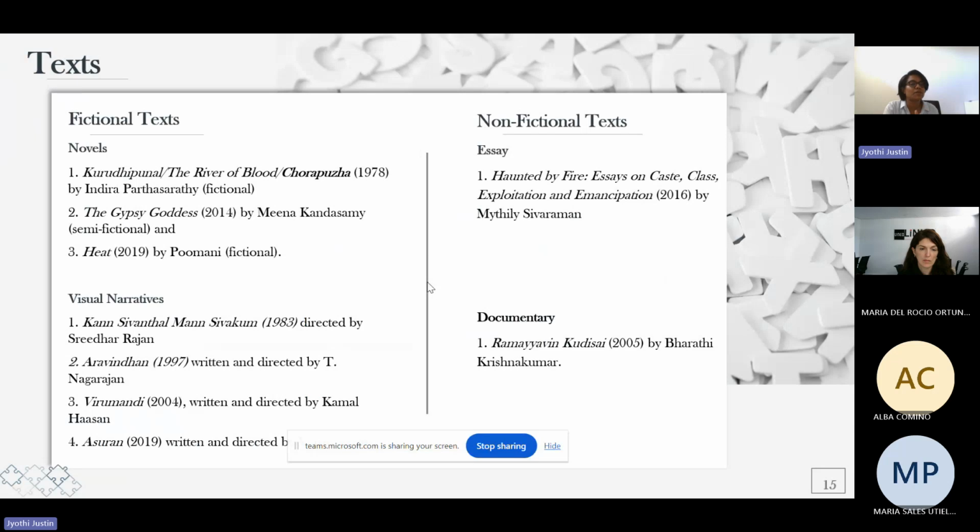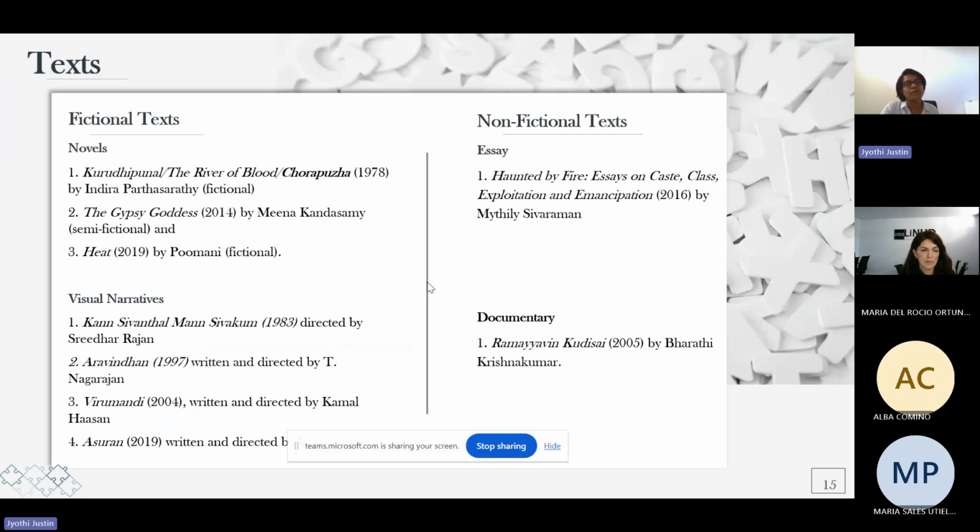So the fictional text that we looked at in this massacre, for now we are only looking at the English literary narratives. There are multiple narratives in the mother tongue of Tamil Nadu, that is Tamil. But for now we are only looking at English text, though in future we also intend to expand on the narratives that are available in Tamil. We are looking at novels and visual narratives, that is films primarily, and also non-fictional texts like essays and documentary.